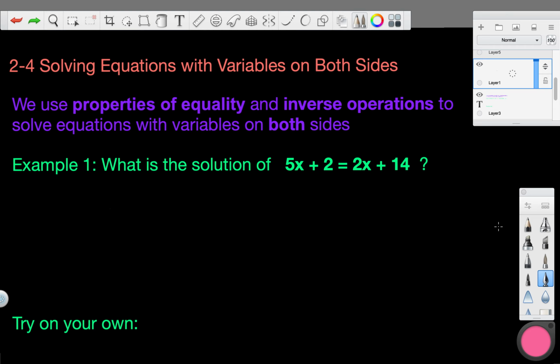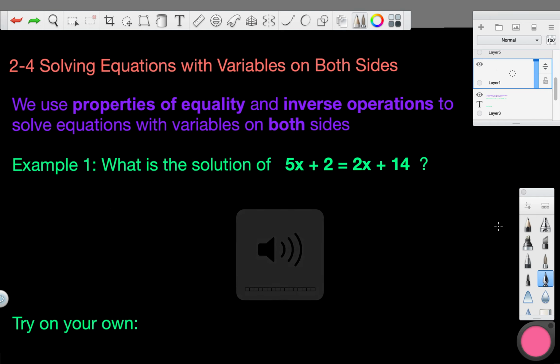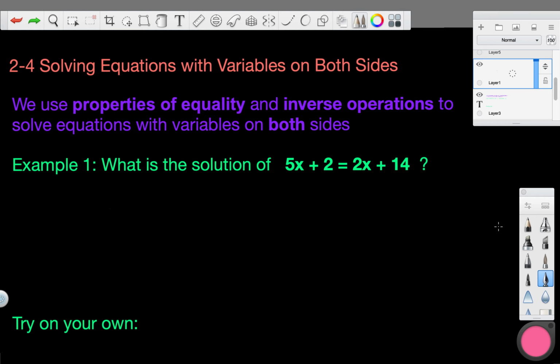Hi everyone, we are going to go over section 2.4, solving equations with variables on both sides. So we've done 1 and 2 step equations, multi-step equations, and now we're going to do equations where the same variable is on two different sides of the equation, okay?